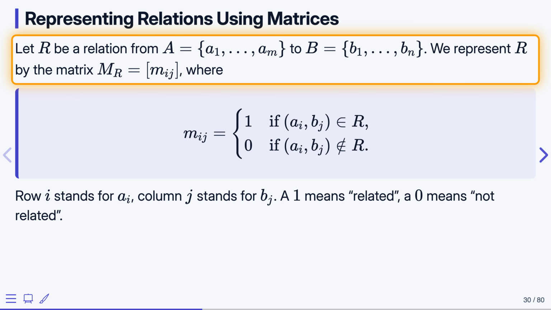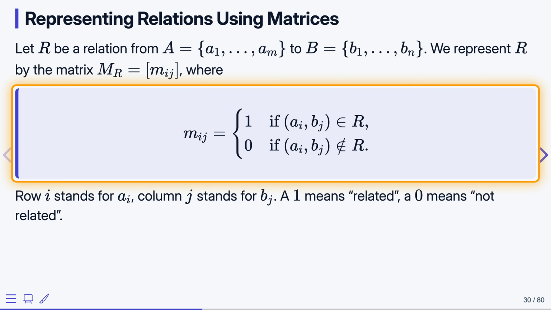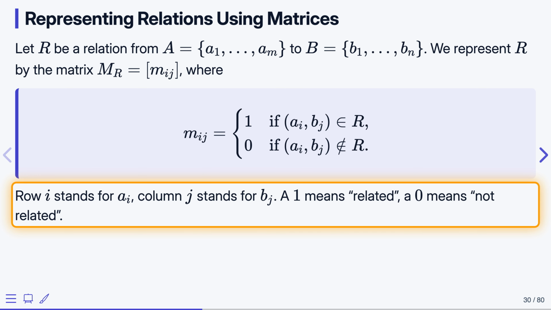A relation between 2 finite sets can be shown with a matrix of zeros and ones. Let the relation R go from a set A to a set B. Write the elements of A as a1, a2, and so on. Write the elements of B as b1, b2, and so on. We build a grid called M sub R. The rule is simple. The entry in row i, column j is 1 if the pair (a sub i, b sub j) is in R, and it is 0 if that pair is not in R. So each 1 means these 2 are related, and each 0 means they are not.